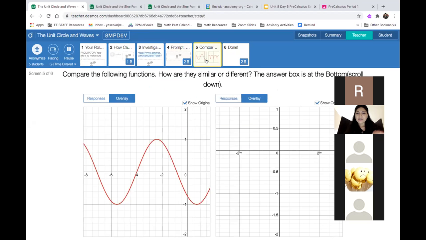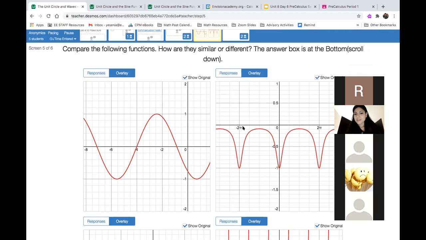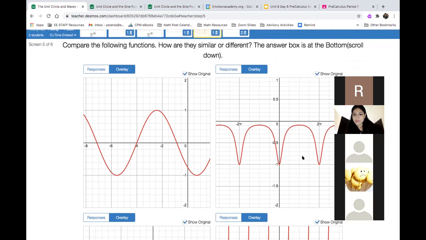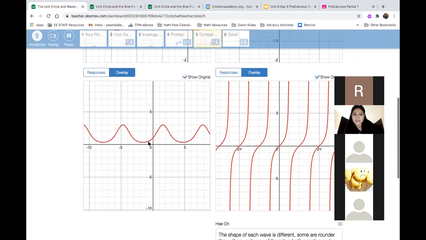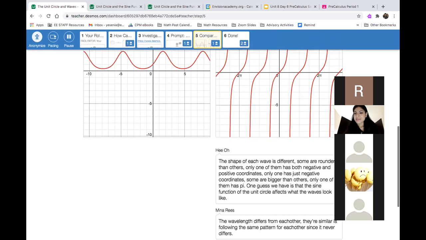Lastly, I asked you all to compare these kinds of graphs. So this one looks like a sine wave. This one looks funky. I don't know what kind of wave that is. This is another kind of wave. And then you have some other kind of thing that's not a wave right here. But I asked you all to put what did you notice or what was similar or different? I think only two groups got to this.